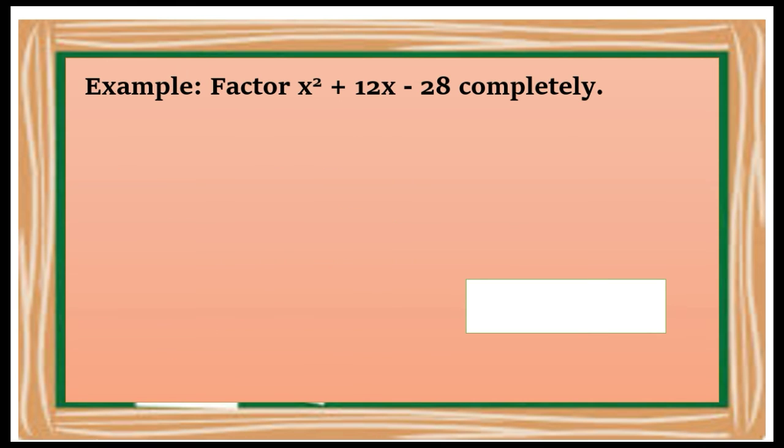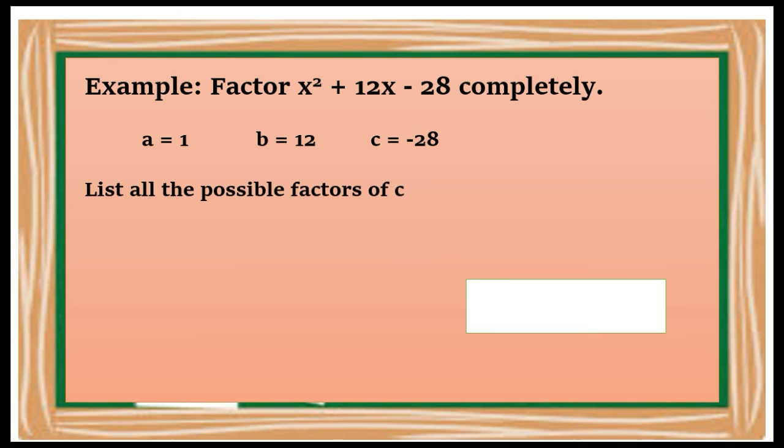Last one. Factor x squared plus 12x minus 28 completely. So the values of a, b, and c are 1, 12, and negative 28 respectively. So first step is you list the possible factors of c, where your c is negative 28.